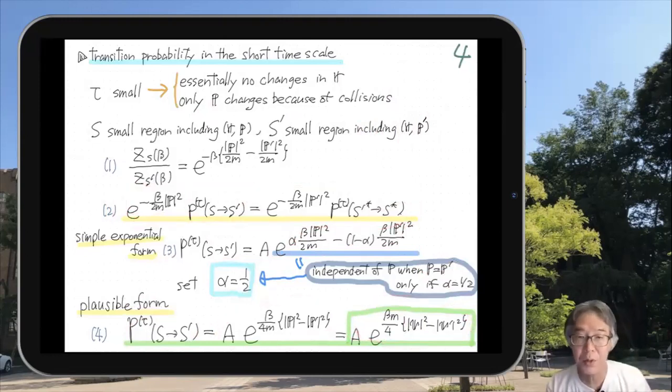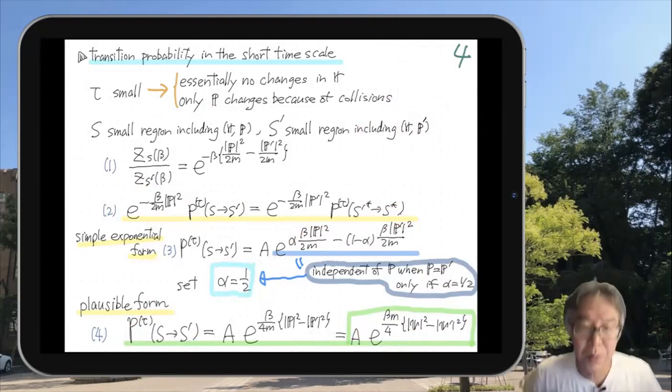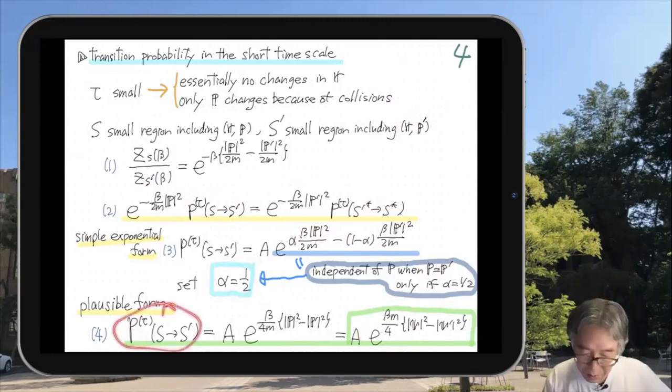Okay, and of course, based on this assumption, we will derive a very simple stochastic process that can be tested against experiments. And that confirms this choice. Okay, so we have determined the form of this transition probability.